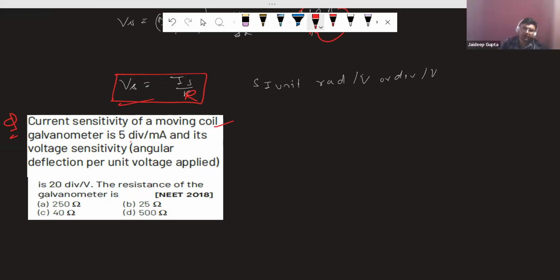Now this formula. The current sensitivity of a moving coil galvanometer is 5 division per milliampere, and the voltage sensitivity is given as 20 division per volt. Find the resistance of the galvanometer. Two minutes. This question is very simple. Is and voltage sensitivity are given.